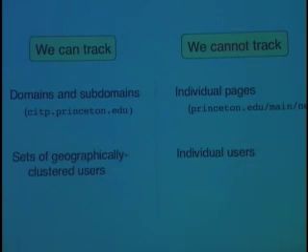Additionally, we can track sets of geographically clustered users. So we're looking at a particular cache that's shared by a set of users that are geographically proximate to that cache itself. For you privacy fiends out there, we can't track individual users. We can't target a particular individual and look at the web traffic for that particular individual. We can only estimate the web traffic from a set of users.